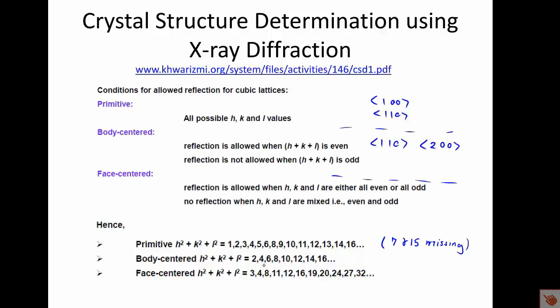So we can see here that 1 is missing. In this series of H squared plus K squared plus L squared, we can see that 1 is missing. 1, 2, 3, 4, 5 is missing, 6, 7 is missing, 8, 9 is missing, 10. So basically they're all even numbers: 2, 4, 6, 8, 10, 12, 14, 16. Yeah. So they're all even.